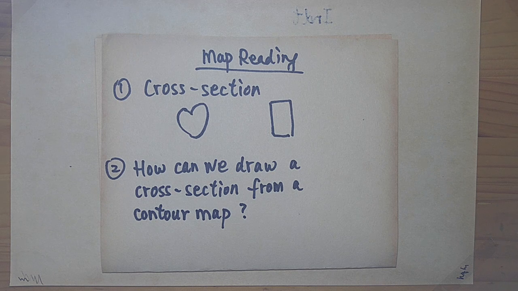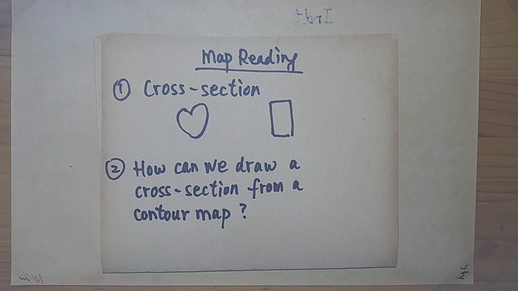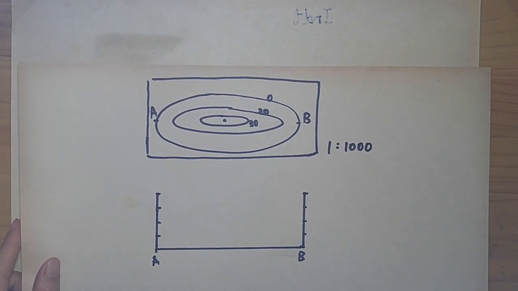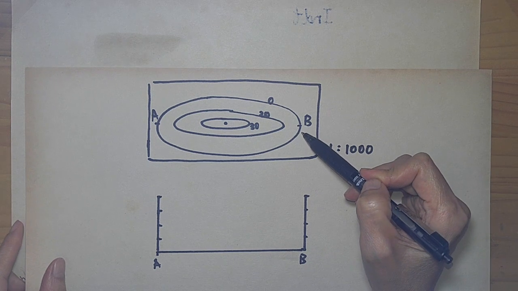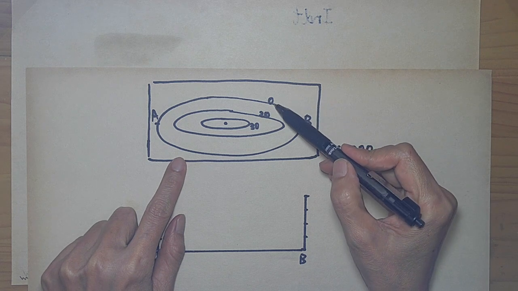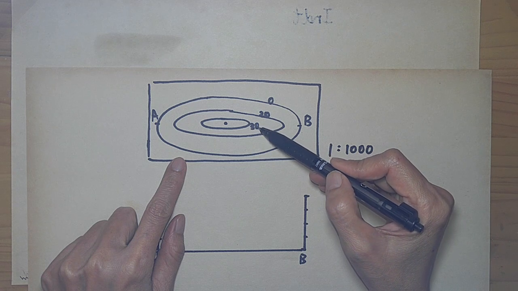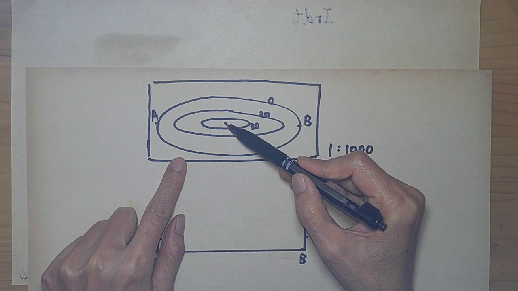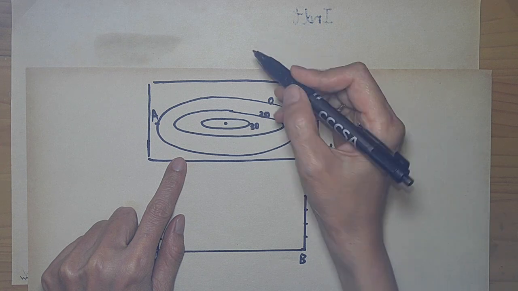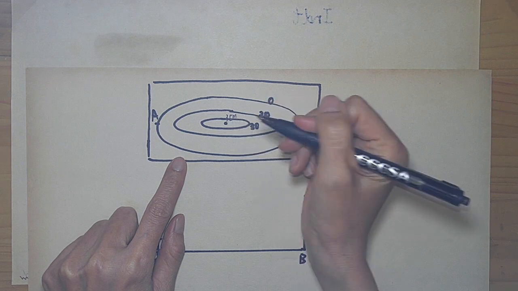Now we are going to ask another question. So, how can we draw a cross section from a contour map? So, now we have to learn about this. First of all, let's look at this one. This is the contour map here, right? So you can see that there are some contour lines. So it's 0, and then this is 20-meter high. This line refers to 30-meter high, and then this is the top, the highest point. Maybe we say this is 35 meter. All right, let's say 35.